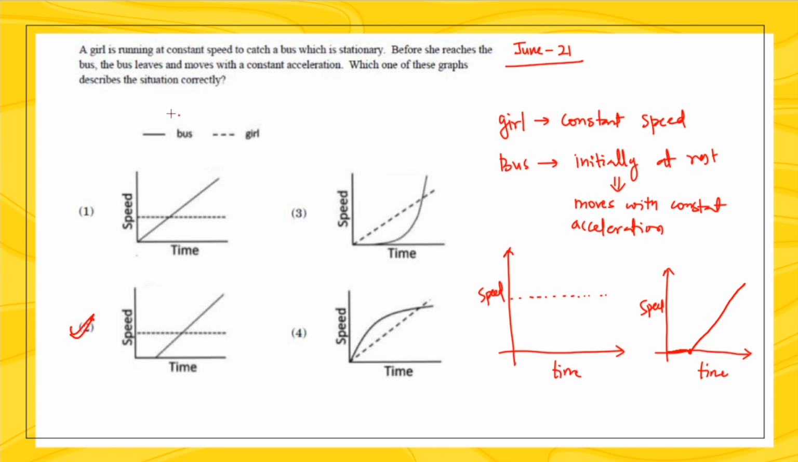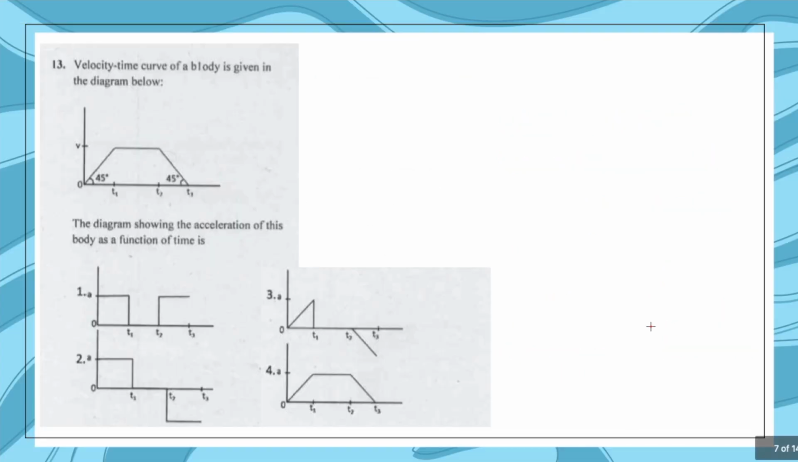That's what is representing the situation for the bus and for the girl both correctly, right. So this is going to be the correct answer for this question. All right, let's take another question now.